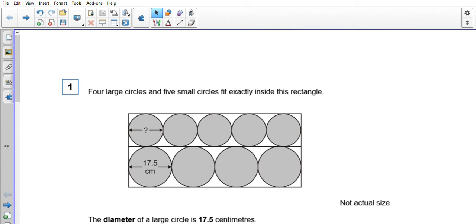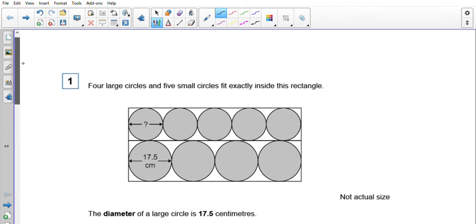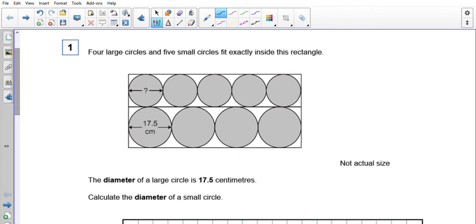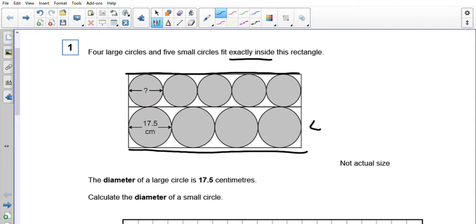Let's have a look through some of this maths for today, and let's see where we're going with it, what we need to know. Interesting question, if you will. 4 large circles and 5 small circles fit exactly inside this rectangle. Because it's exactly inside, I know that the length of 5 of them is exactly the same as the length of 4 of them. That's an important fact to know.